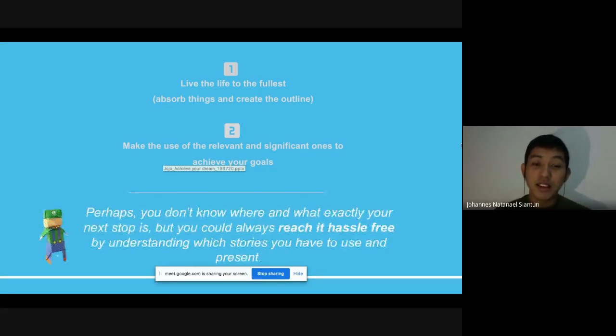And the last one: perhaps you don't know where exactly your next stop is. It could be S2, it could be marriage, which is a trend among people now. It could be working in another company, whatever. But one thing for sure, you can always reach your goals hassle-free when you understand which stories you have to use and present during all the steps of your life. So that's how powerful and important storytelling is. And once again, by storytelling, I mean not only crafting the story that is available, but also making it available to yourself. You know your goals, you know your stories. It's really up to you how you use it and present it in order to achieve your goal. So yeah, that's pretty much what I want to share this evening.